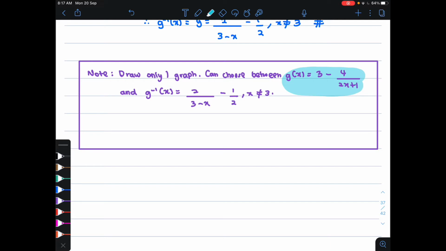So, katakanlah untuk soalan ni kita nak lukis Gx. So, jangan tengok lagi dah kamu punya G inverse. Kamu lukis Gx sahaja. And then, bila dah lukis kamu punya Gx, kamu lukis pula Y equal to X. So, Y equal to X is a 45 degree straight line going up. So, how do you get the G inverse? Okay, basically, G inverse adalah mirror image kepada Gx kamu. So, kamu punya mirror adalah Y equal to X.